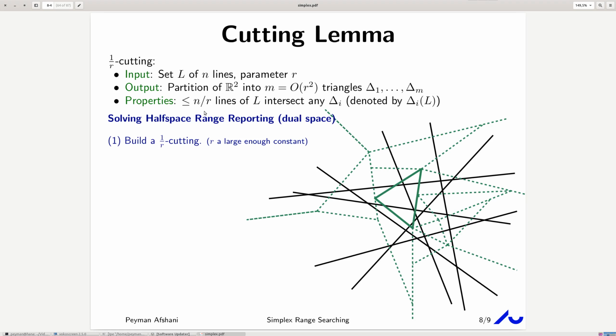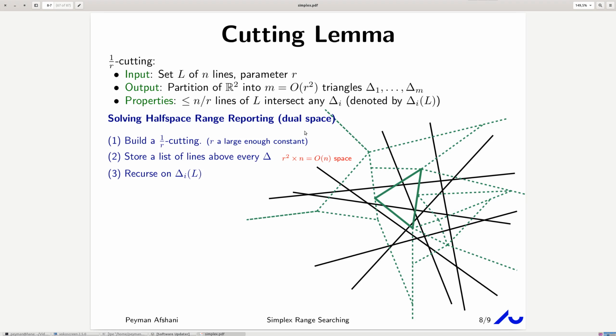Okay. So now we can solve half space range reporting. In other words, if you want to report the points inside the half plane. The way we do it is very similar, we use a partition tree. We build a 1 over r cutting, where r is some large enough constant. For every triangle in the cutting, I store the list of lines that pass completely above this triangle. Then guess what happens? We recurse on the set of lines that intersect the triangle. That's the data structure.